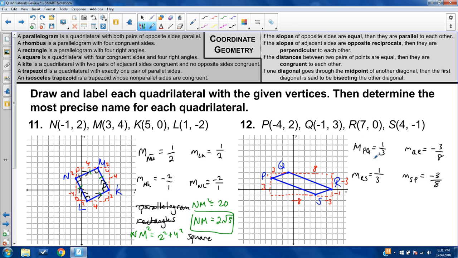So what we're looking at here are the four slopes. The opposite ones, PQ and RS, are the same. Therefore, these two sides are parallel. And these two also, QR and SP, are the same. Therefore, these are parallel. Now, these are not opposite reciprocals of each other here or here. These would have to be negative 3 over 1 if that was true. So these are not right angles. So we know it's not a rectangle.